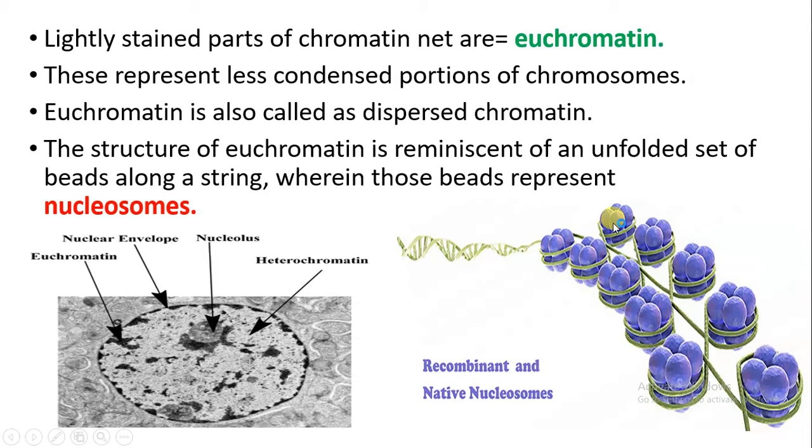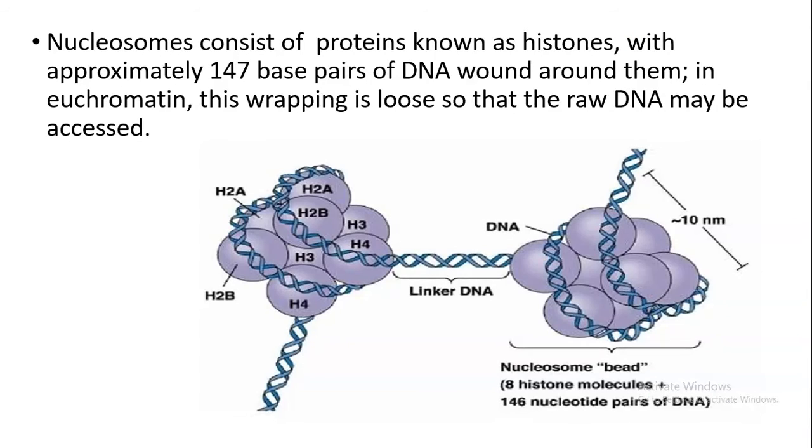So whenever we see the DNA, imagine this green strand is the DNA, and these proteins are called histone protein. DNA with the histone protein forms this structure, which is called a nucleosome. So the structure of euchromatin is reminiscent of an unfolded set of beads along a string, where a bead represents the nucleosome.